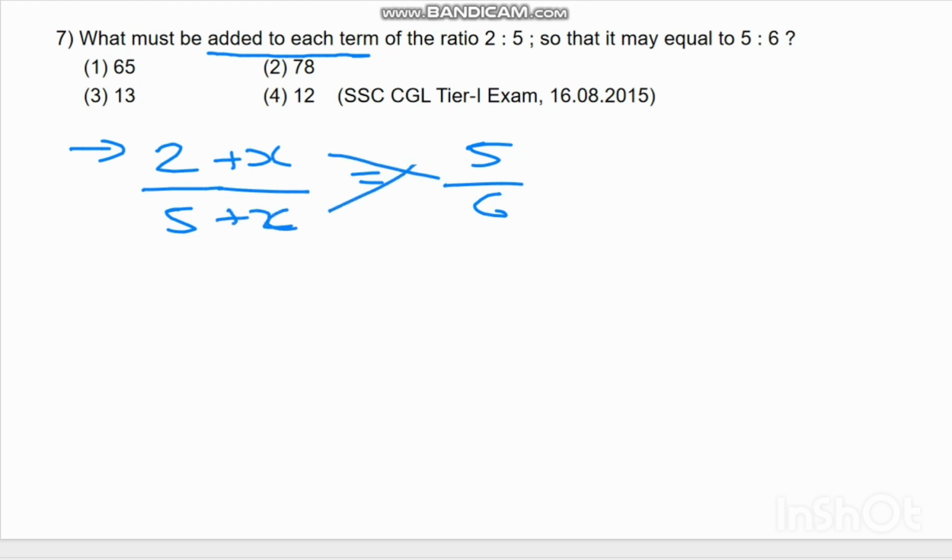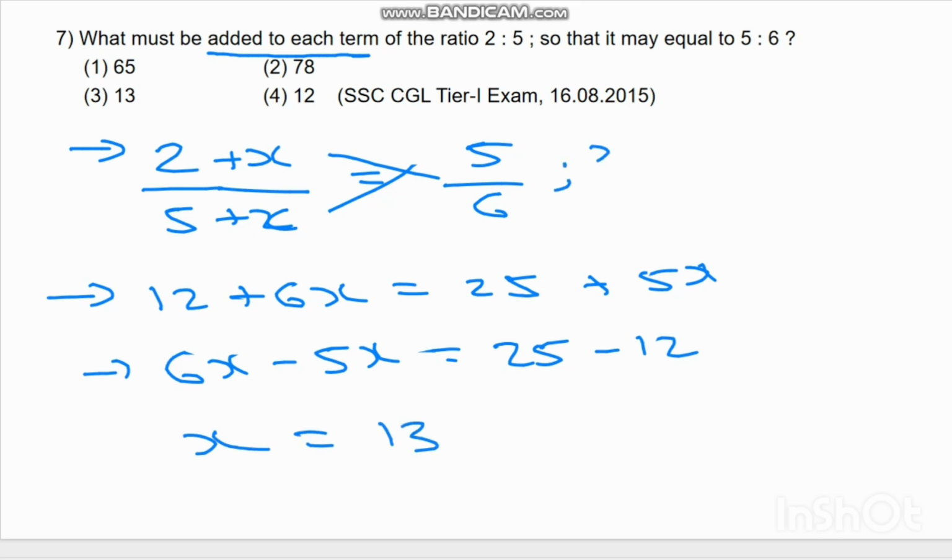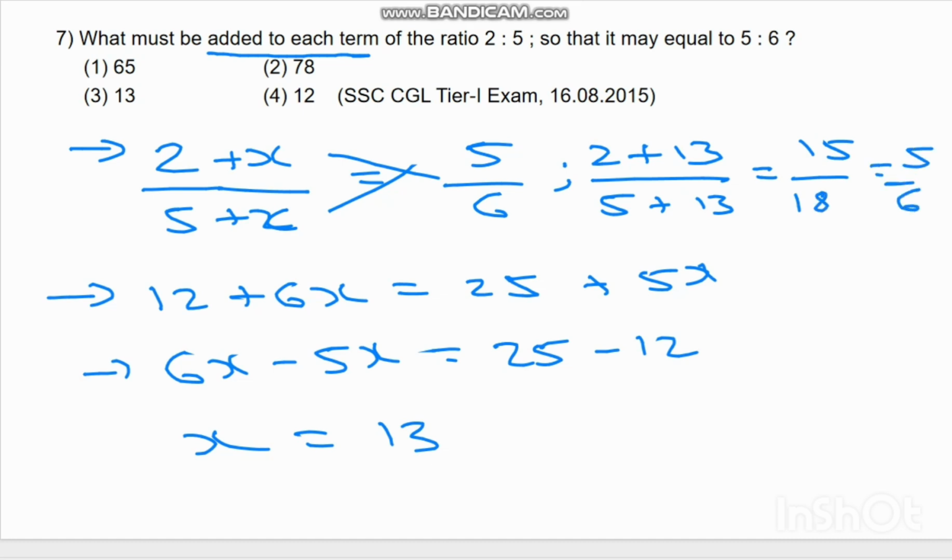So by doing a cross multiplication, we got them as 12 plus 6x equal to 25 plus 5x. So 6x minus 5x equal to 25 minus 12. So x equal to 13. Let us do 2 plus 13 by 5 plus 13 equal to 15 by 18 equal to 5 by 6. So option 3 is correct answer.